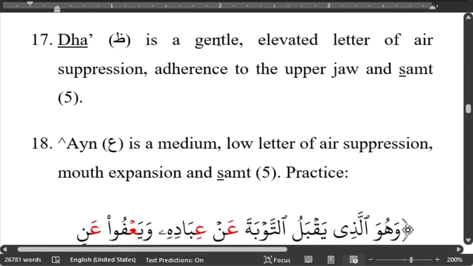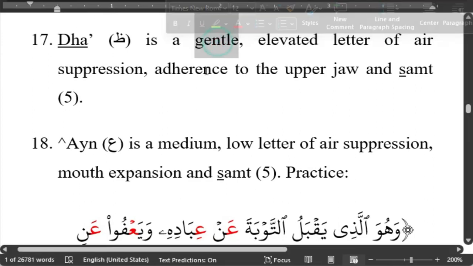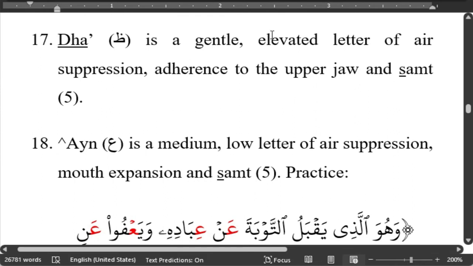Dha is a gentle elevated letter of air suppression. Gentle means doesn't stop the sound. This is practice for me. How do you memorize? One way of memorizing is repetition, repetition, repetition. Are you bored with my repetition? You might be. I hope you're not, but that's how it's going to soak in for me. I don't know about you.